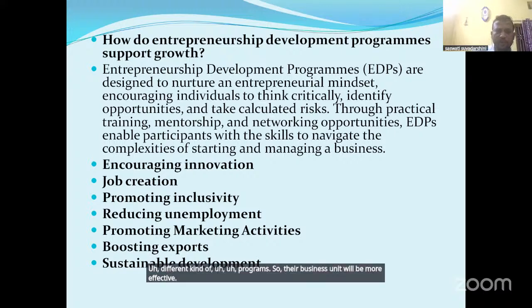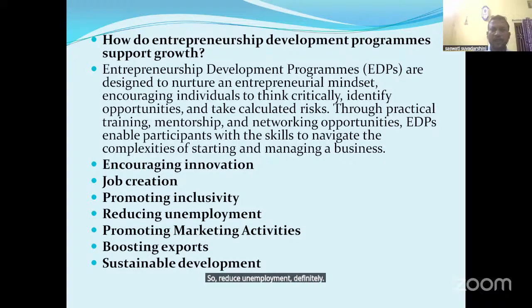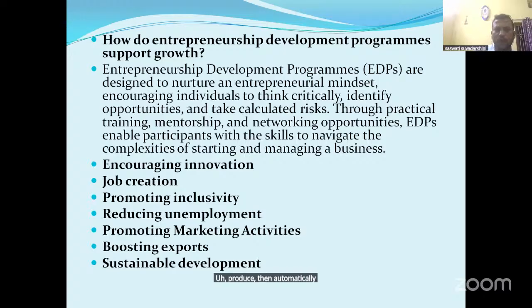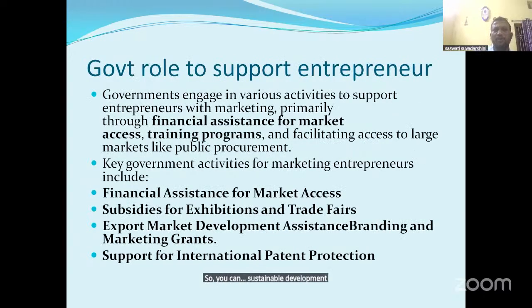So reduce unemployment, definitely. Then export: when a number of startups are started and sufficient product is produced, then automatically you can export to outside. So for sustainable development, you are focusing on the sustainability part. Then, what is the government role in entrepreneurship development?